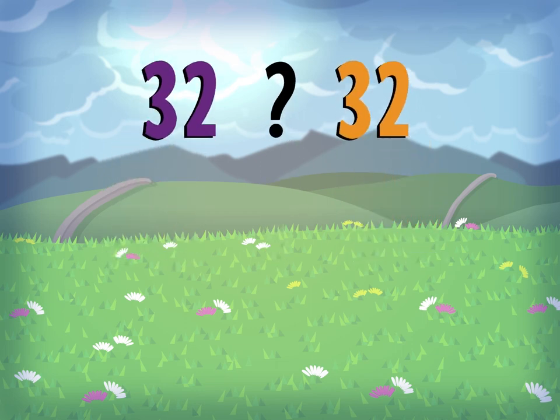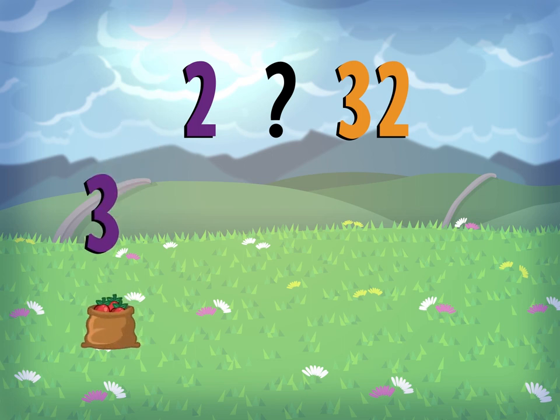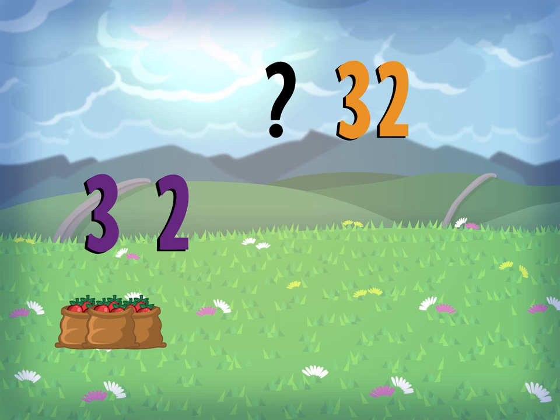First, let's look at this number. This number has 3 tens. We will replace them with 3 bags of apples to represent tens. Then we will look at ones. It has 2 ones. We will replace them with single apples.